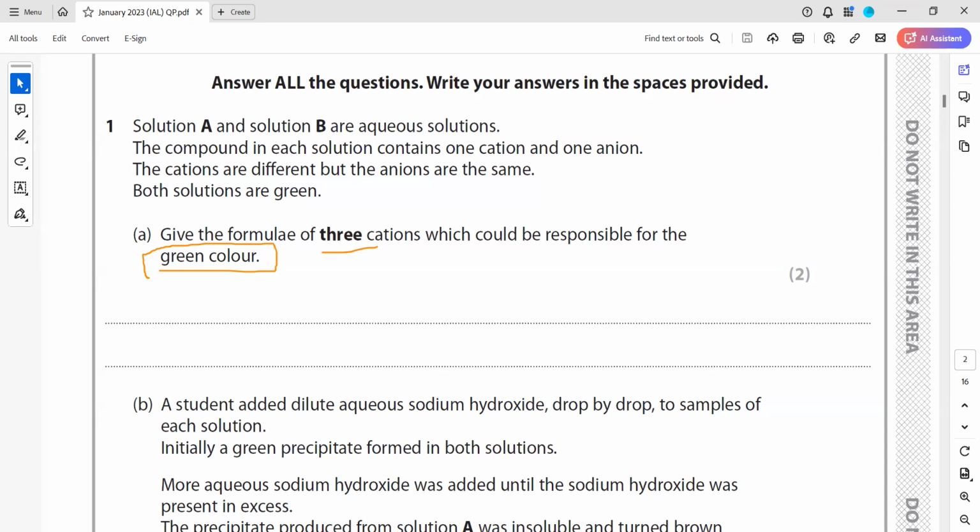And in aqueous solution, how does the transition element exist? Transition elements exist as complexes. For example, if I have a chromium compound, say chromium 3 chloride, when I dissolve this in water, it will give chromium plus 3 charge and chloride minus. But this chromium 3 does not exist as a single ion. It is surrounded by 6 water molecules, which will form a complex.